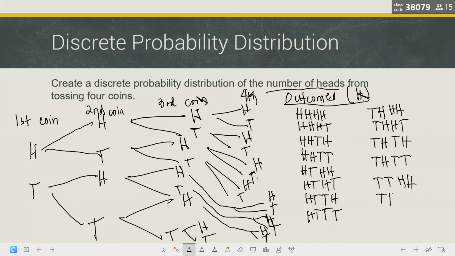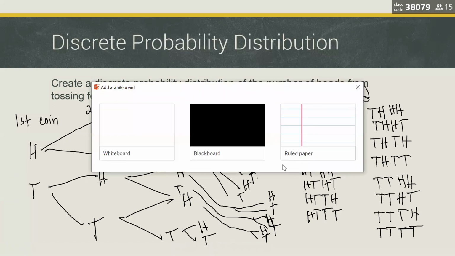Tail, tail, head, tail, tail, tail, tail, tail, tail, head, tail, tail, tail, tail. Ayan siya. 16 outcomes yan siya, class. Tandaan nyo, how many outcomes? 16. Okay? So, ayun. Ngayon, class, ililista na natin muna kung ilan yung mga number of heads.